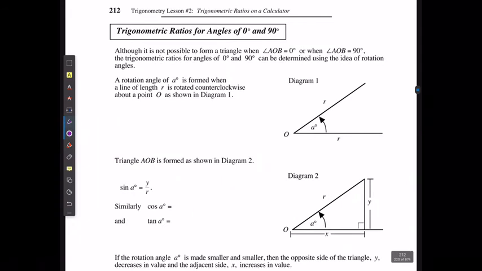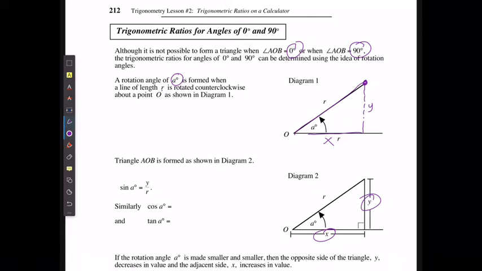If I'm looking at the trig ratios from 0 to 90, then although it is not possible to form a triangle when it's at 0 degrees or when it's at 90 degrees, because that's just going to be a perfectly vertical line or a perfectly horizontal line, a rotation angle of θ degrees is formed when a line of length r is rotated counterclockwise about the origin, as we show in diagram 1. If I take a line of the length r, then I could draw a line straight down to get my y value and straight across to get my x value, as we can see here, to get the rotation angle.